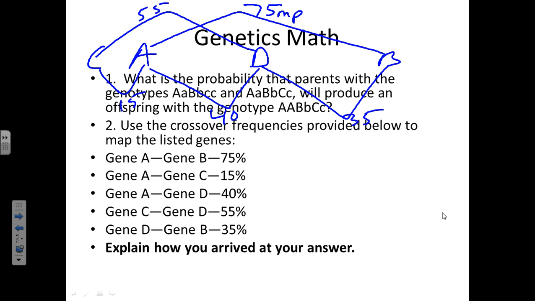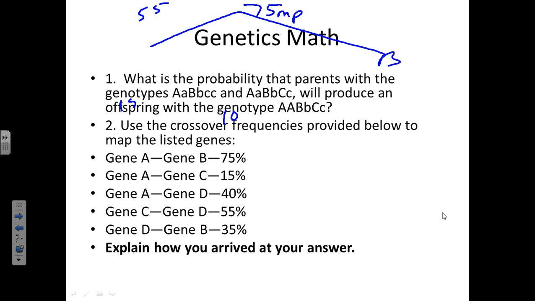By the way, when do they cross over? What stage of meiosis? Nope. The very first one, which is prophase 1. And genes only cross over between what kinds of chromosomes? Homologous. Same kind. Let's go ahead and do the top problem up here too while we're doing problems.